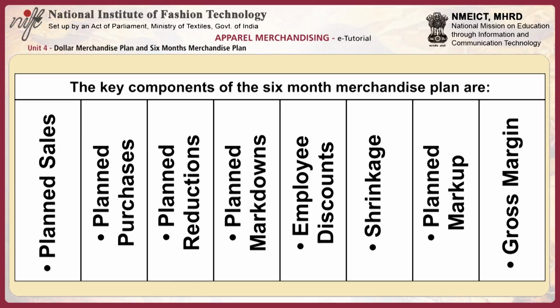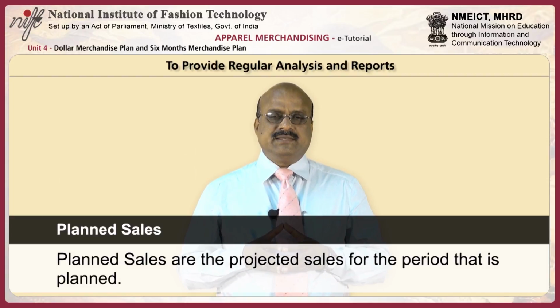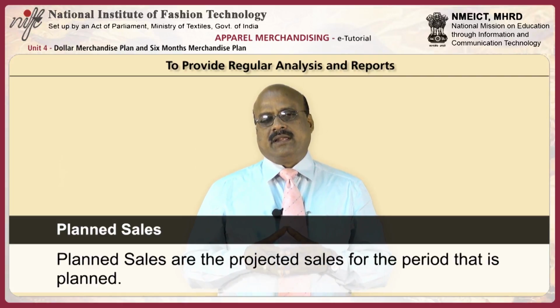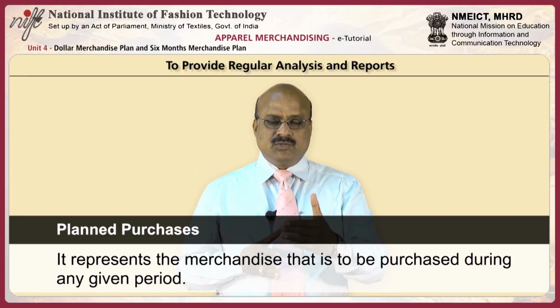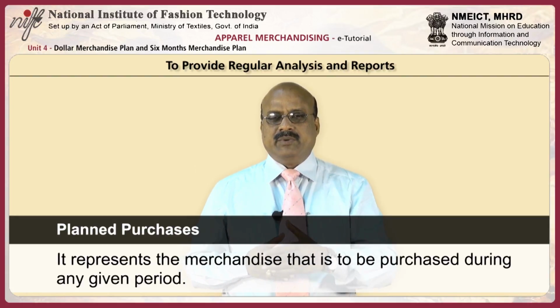The key components of the 6-month merchandise plan are planned sales, planned purchases, planned reductions, planned markdowns, employee discounts, shrinkage, planned markup and gross margin. Let us learn about each of them now. Planned sales. Planned sales are the projected sales for the period that is planned. Planned purchases represent the merchandise that is to be purchased during any given period.